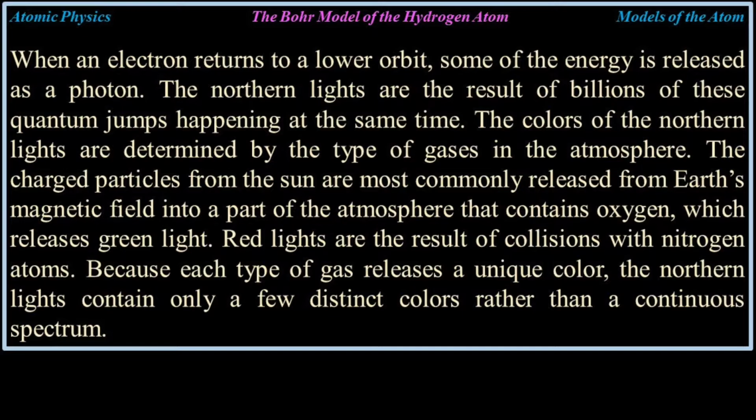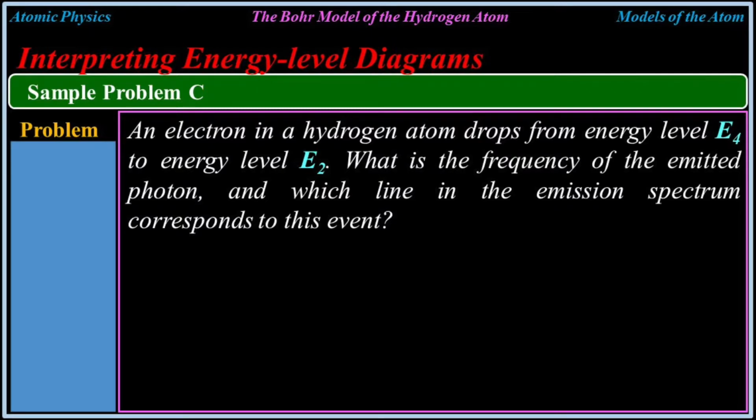The charged particles from the sun are most commonly released from Earth's magnetic field into a part of the atmosphere that contains oxygen, which releases green light. Red lights are the result of collisions with nitrogen atoms. Because each type of gas releases a unique color, the northern lights contain only a few distinct colors rather than a continuous spectrum.